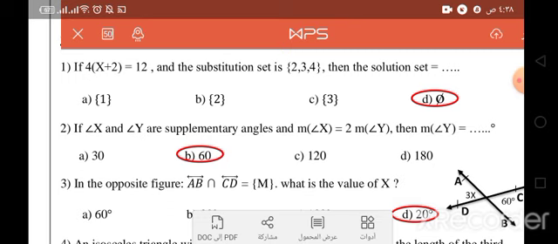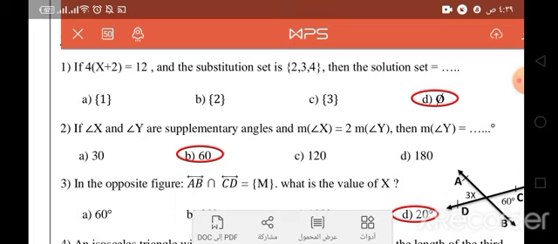Question number one. If 4 multiplied by x plus 2 equals 12 and the substitution set is {2, 3, 4}, then what is the solution set? When we substitute by 2, we get 4 times 2 plus 2, which equals 16, not 12. What about 3? 4 times 3 plus 2 equals 20, not 12. What about 4? 4 times 4 plus 2 equals 24, not 12. So the solution set here is the empty set.